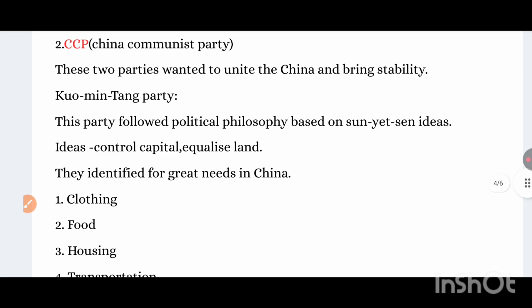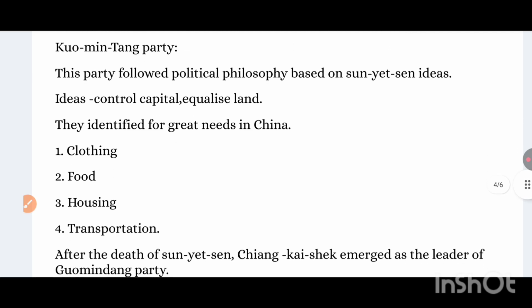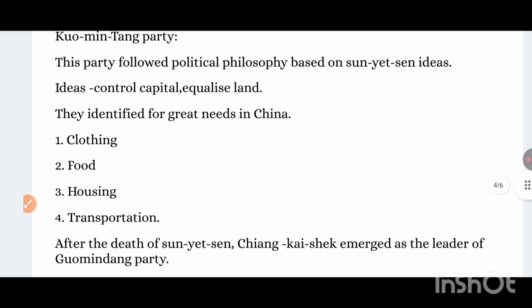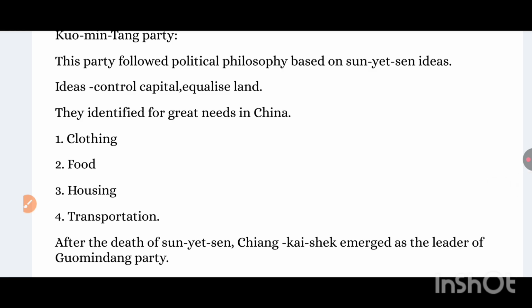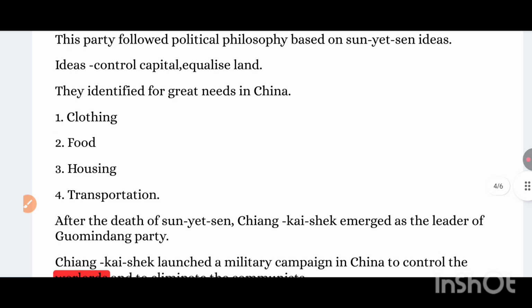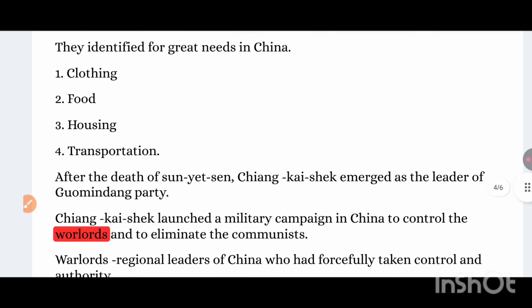The Kuomintang party identified the great needs of China: clothing, food, housing, and transportation. These needs were identified by the Kuomintang party. After the death of Sun Yat-sen, who is the leader of the Kuomintang party? Chiang Kai-shek. Chiang Kai-shek is the leader of the Kuomintang party.